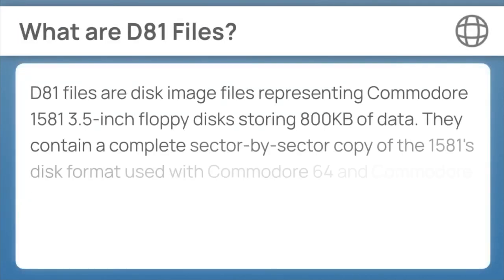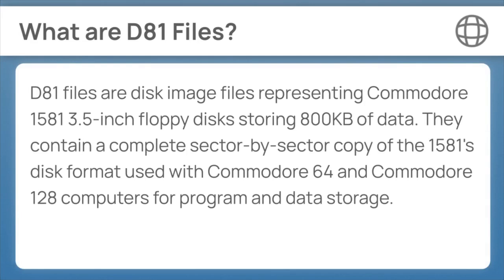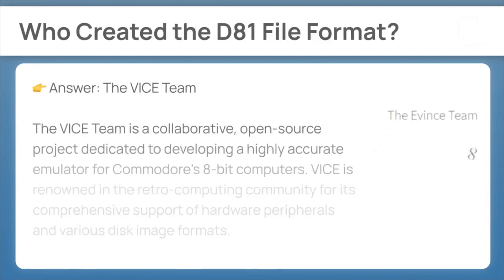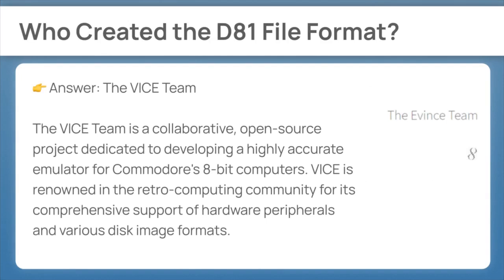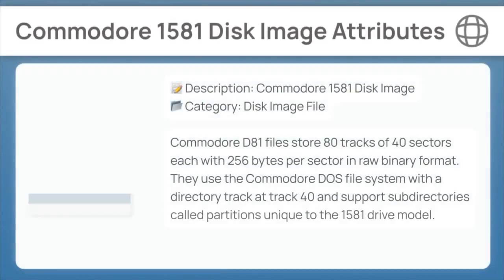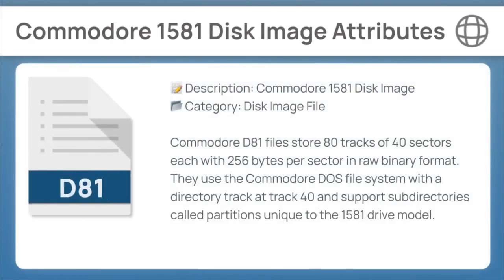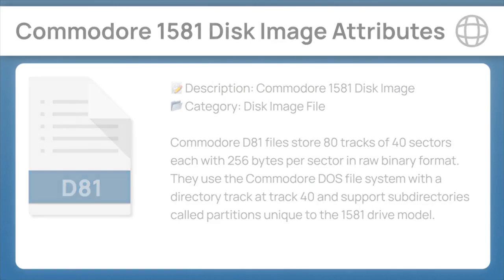D81 files are disk image files representing Commodore 1581 3.5-inch floppy disks storing 800 kilobytes of data. They contain a complete sector-by-sector copy of the 1581's disk format used with Commodore 64 and Commodore 128 computers for program and data storage. Commodore D81 files store 80 tracks of 40 sectors each with 256 bytes per sector in raw binary format. They use the Commodore DOS file system with a directory track at track 40 and support subdirectories called partitions unique to the 1581 drive model.